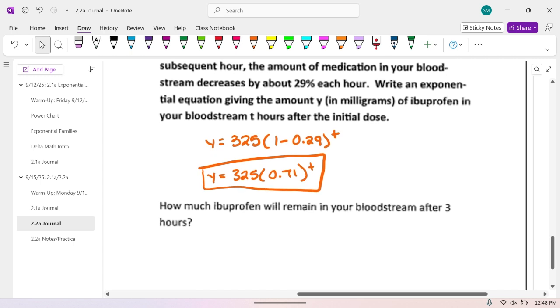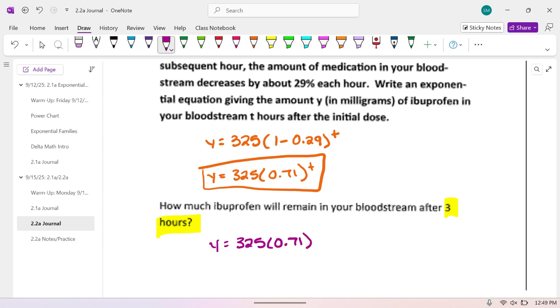Now, we want to know how much is left in our bloodstream after 3 hours. So I'm going to plug that in for T. So y is equal to 325 times 0.71 cubed. So someone put that in their calculator. Tell me what you get. Let's say round to 2 decimal places. 697. Double check it because it should be smaller than the initial.